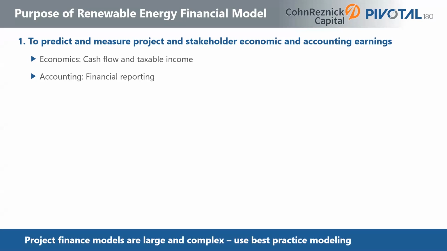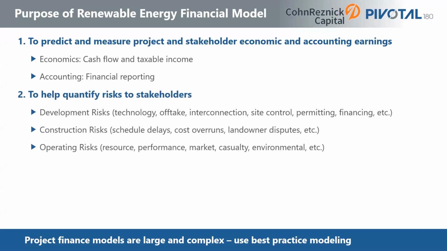The second use of the model is to help quantify risks to stakeholders. Note, there are also qualitative risks like reputation that stakeholders have that are not generally modeled. There are three time horizons for segmenting the risk to stakeholders, and these are development, construction, and operations. During development, two key risks to model are the technology that generates the electricity and the price of energy and environmental attributes. There'll be more to cover here on quantifying construction and operating risks when I talk about scenario and sensitivity analysis a bit later.